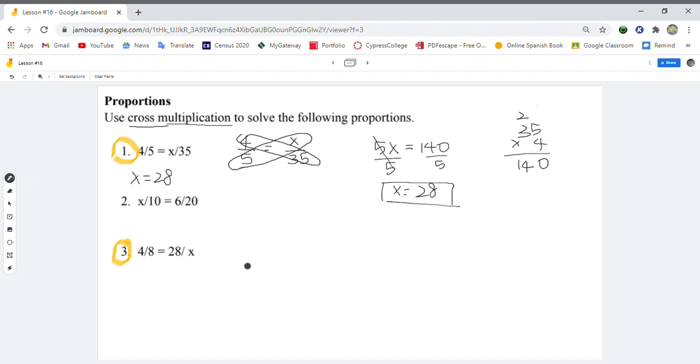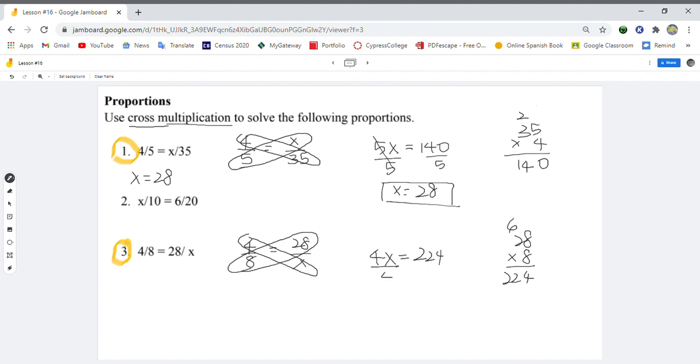Now, as for number 3, it's the same thing. 4 over 8 equals 28 over x. And cross multiplication is pretty easy to remember how to do because the name just says it all. We're going to cross it, and then we're going to multiply it. So 4 times x, we end up with 4x on the left side. 28 times 8, which I'm going to do on the right side again. 8 times 8 is 64. 8 times 2 is 16 plus 6 is 22. And then we're going to write 224 here.